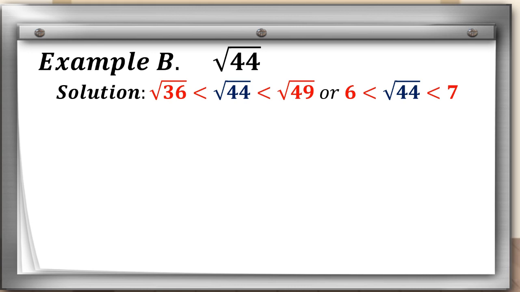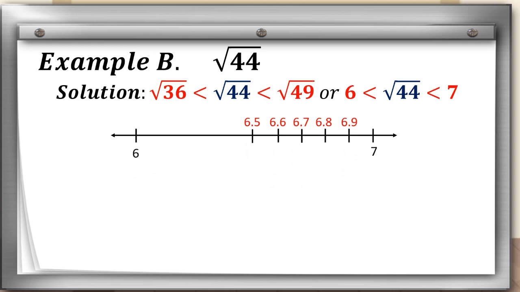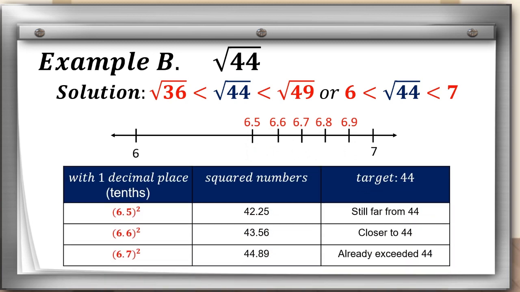Since mas malapit si 44 kay 49, gagamitin natin ngayon ang 10th decimal place na mas malapit kay 7. So we will start with 6.5 squared is equal to 42.25, which is still far from 44. 6.6 squared is equal to 43.56, which is closer to 44. 6.7 squared is 44.89, which is already exceeded 44.